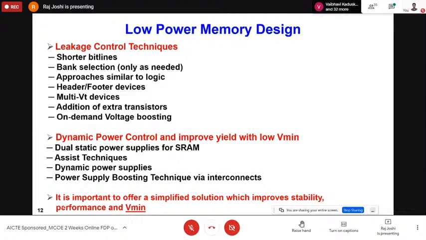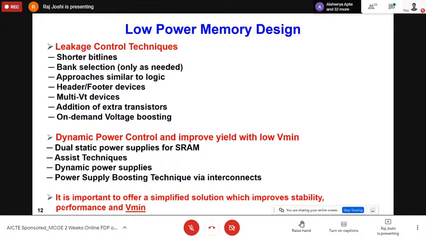So again, I'm not going to get deeper into this, but I will just give you highlights that low power design has all these basics here. Leakage control techniques. In memories, we use shorter bit lines. We only select banks which are necessary. Okay. Then there are header footer devices. Then multi-threshold transistors which are used. Then there are extra transistors which we add.